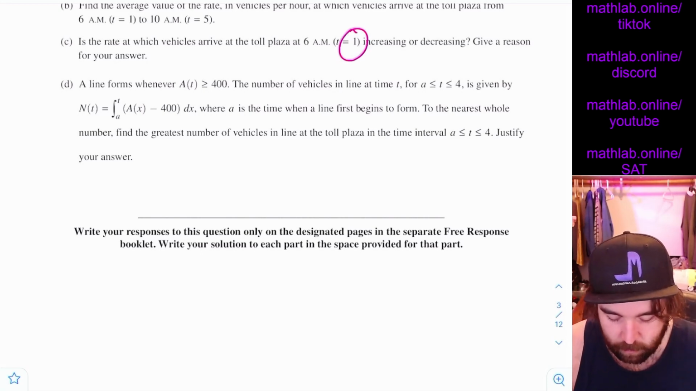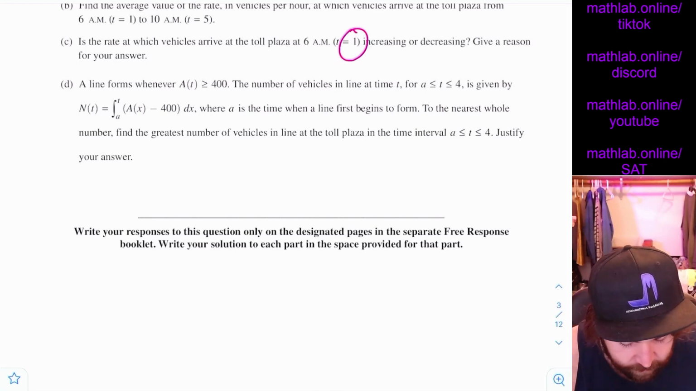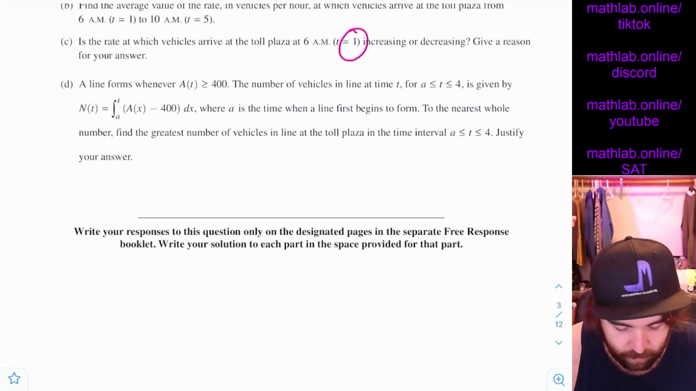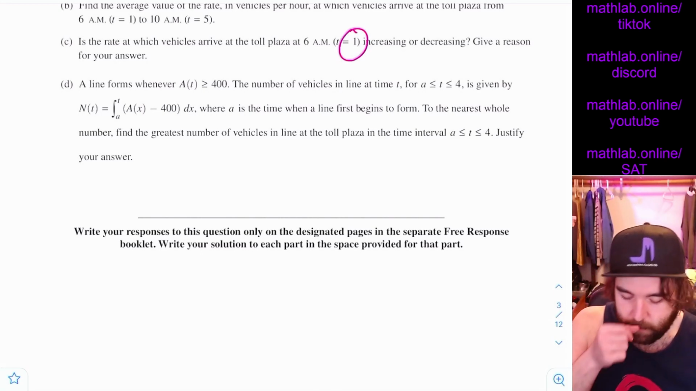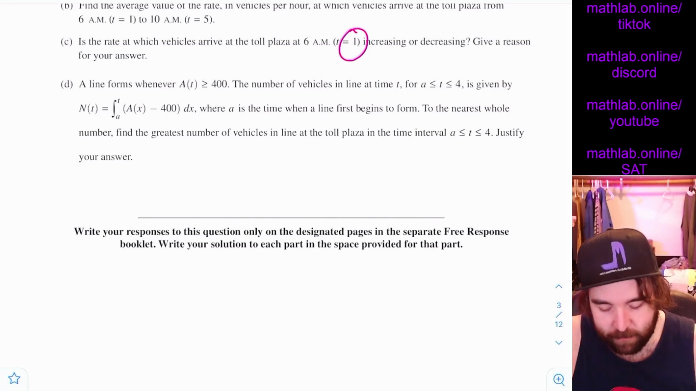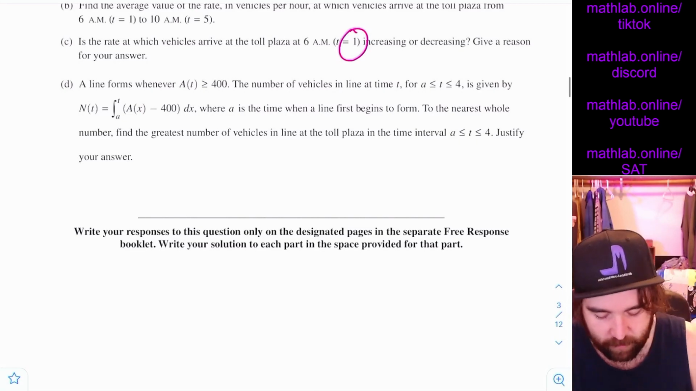To the nearest whole number, find the greatest number of vehicles in line at the toll plaza in the time from A to 4. Well, we could find when A is, right? Because that's when the line begins to form. The line begins to form whenever A of t is greater than 400.